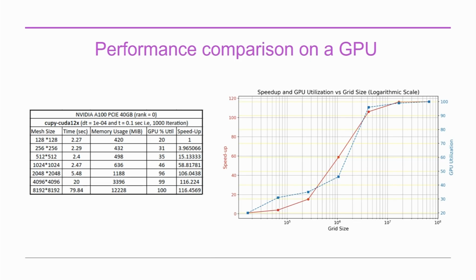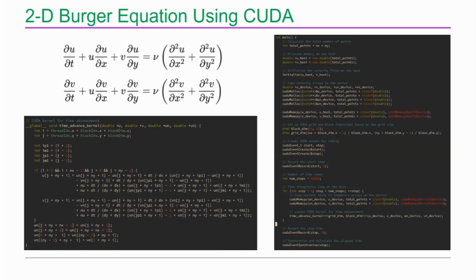And here we also see that for the 2000 square grid, we get a saturation where the GPU utilization reaches almost 100%. Further optimization can't be done on CuPy because it is built on a Python library and does not provide enough control.